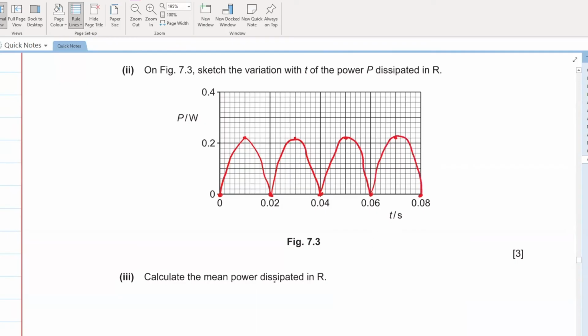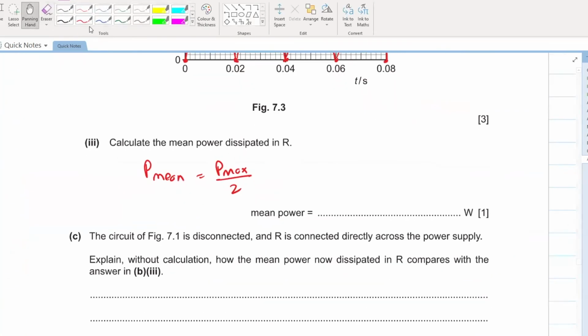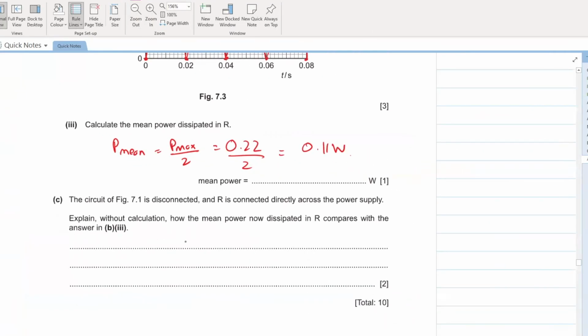Okay. Calculate the mean power. What is mean power equal to? Maximum power divided by 2. What is maximum power? 0.22 divided by 2. Your answer comes out to be 0.11 volts. Simple as that, nothing complicated.